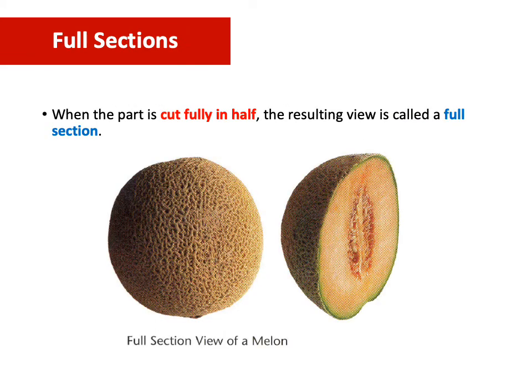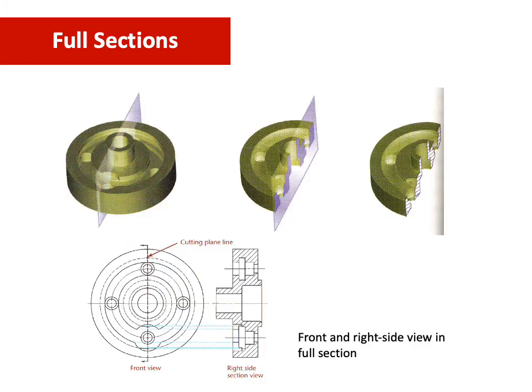So we go back here. This will be your full section, which means you cut fully through. Here is another example of an object that is cut in half. This is the full one, called a full section. This will be your top view, and this is your section view, what you are going to see. So front and right side view for this full section.